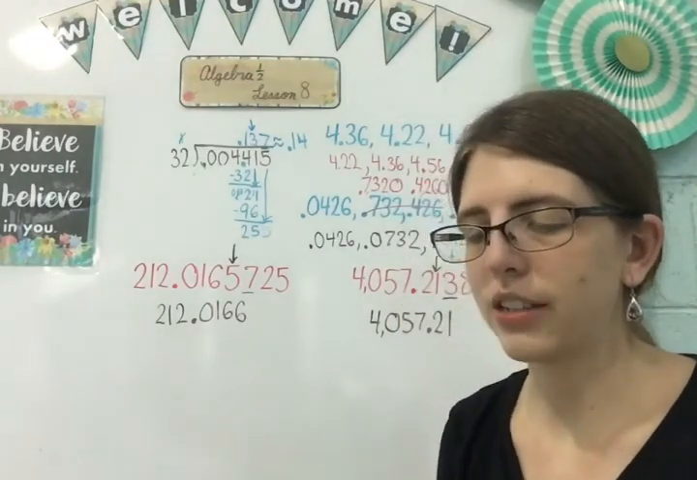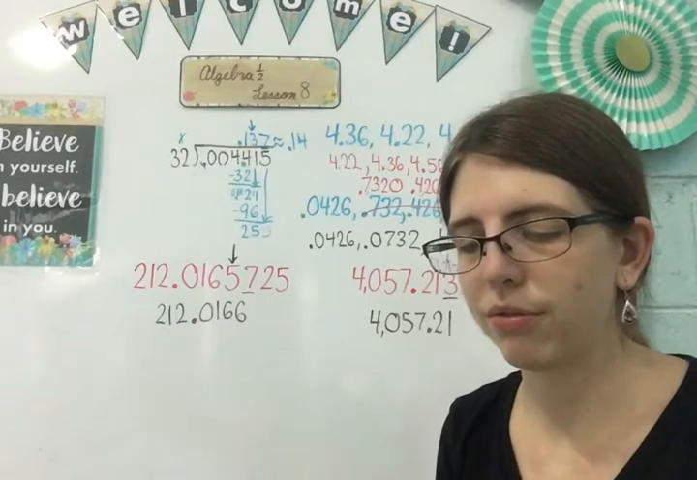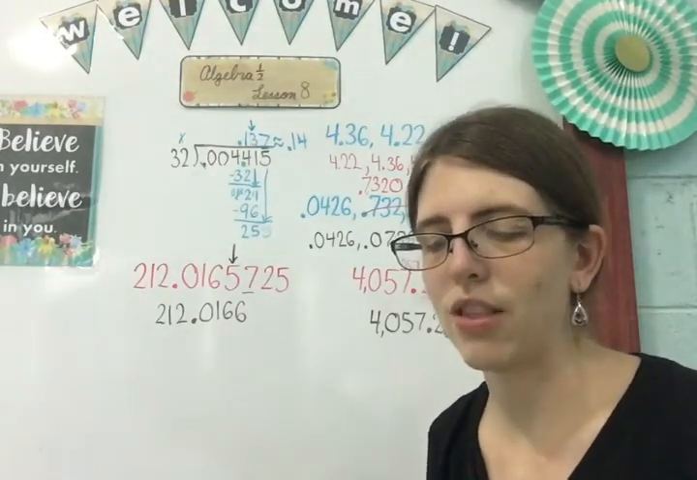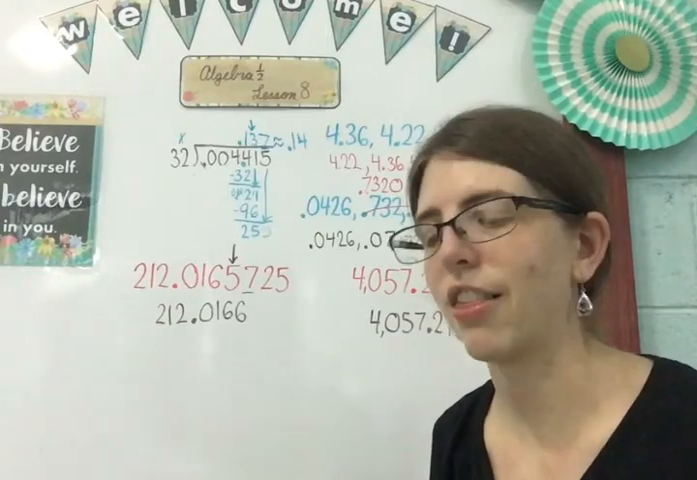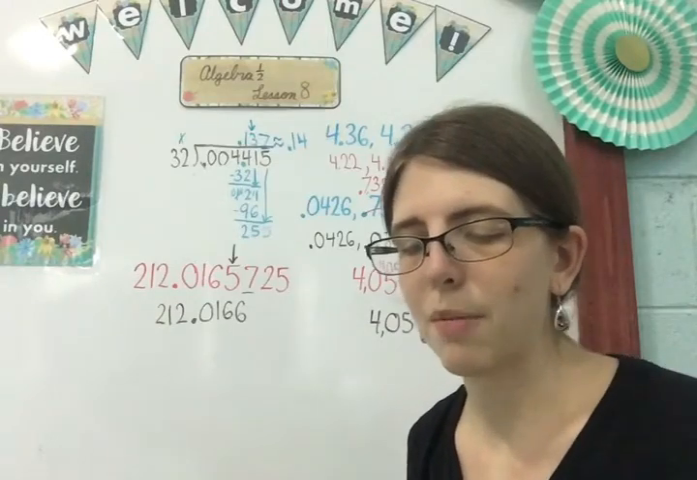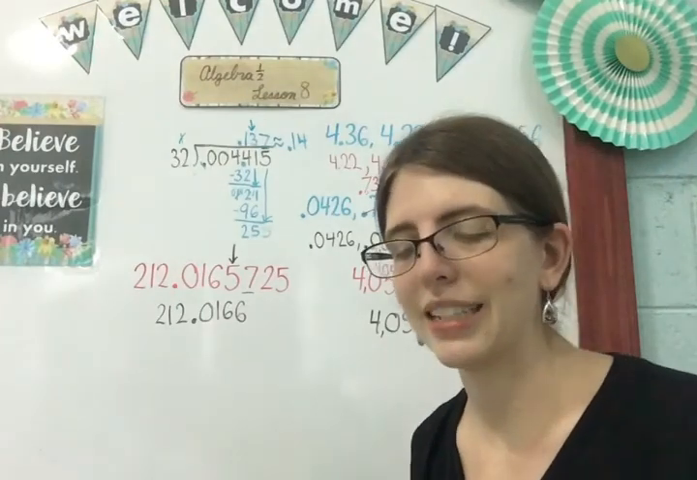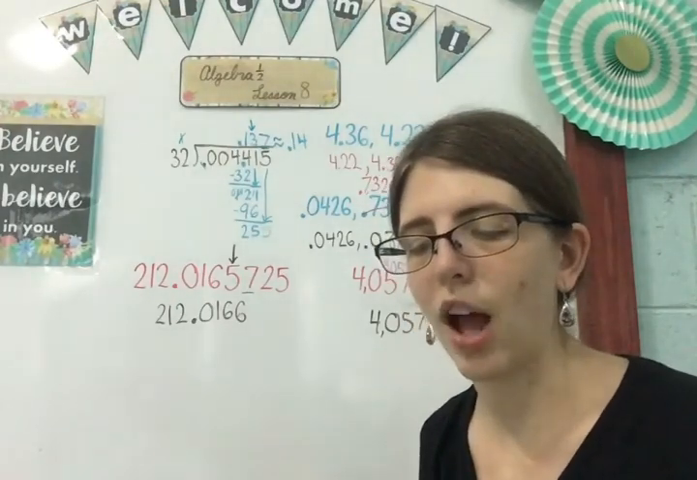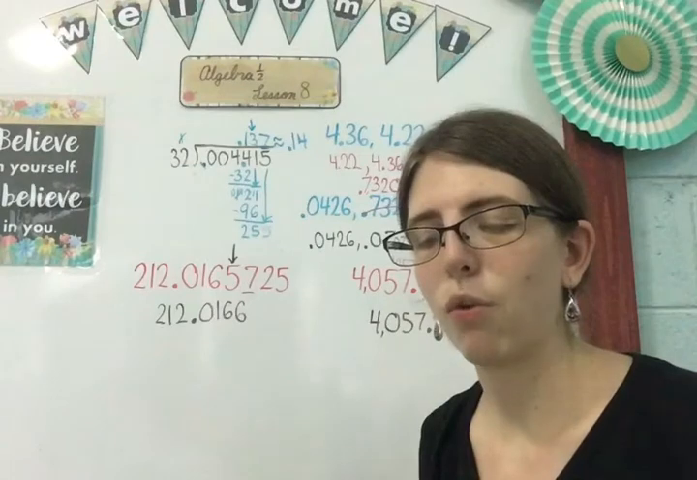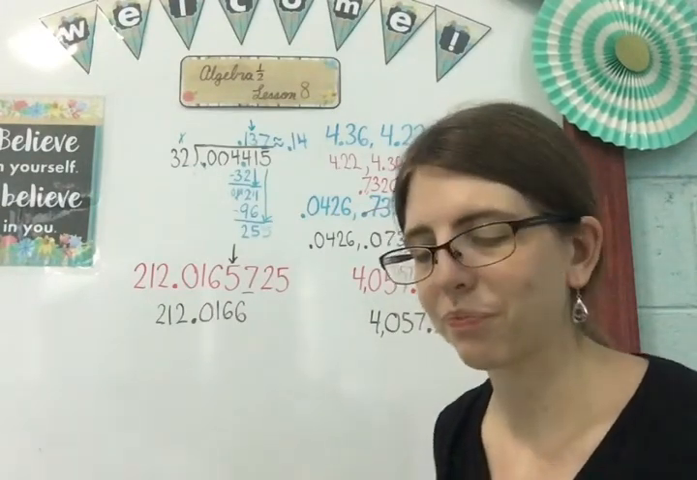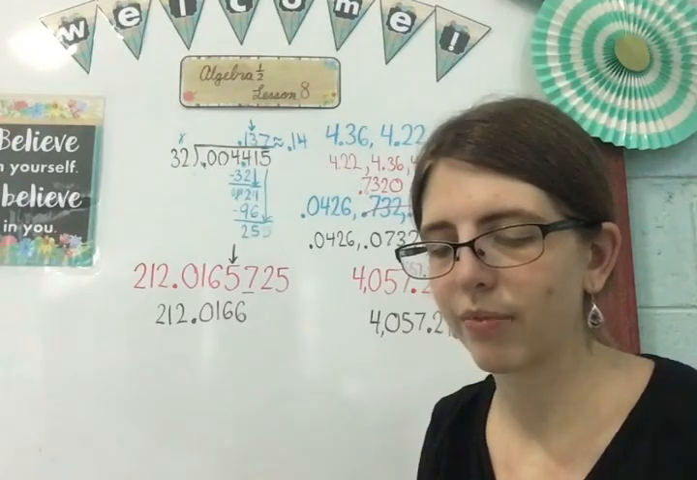Round 416.042737 to the nearest 100,000th. Well, the number in the 100,000th place is 3. The number behind it is a 7, so we round that number up to 4. So you should have 416.04274.